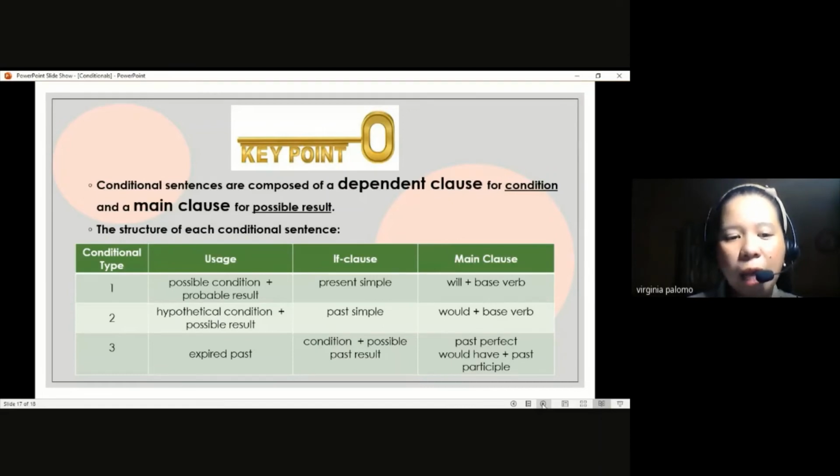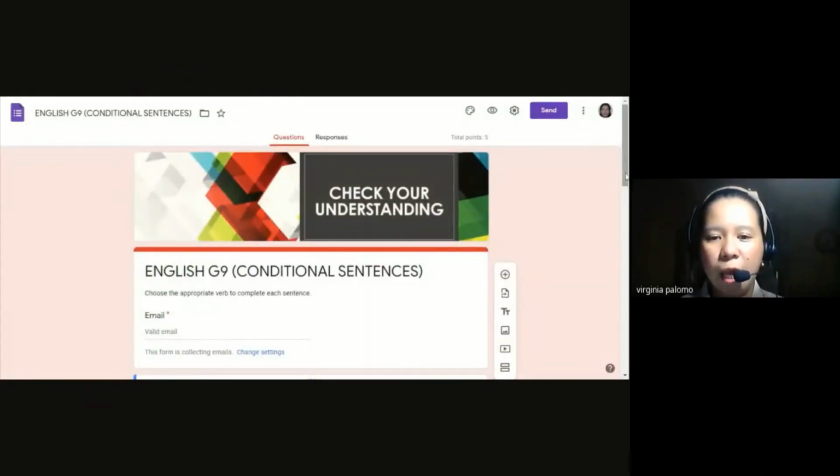the main clause. And then type 3 is used for the unreal past. For the if clause, use past perfect, and then the main clause, would have plus past participle. Okay, so are you ready, class, for your quiz? Yes po. All right, so I'll send you the Google Forms that you're going to answer for your quiz. So here is the link. Check your understanding: English G9 Conditional Sentences. Choose the appropriate verb to complete each sentence.